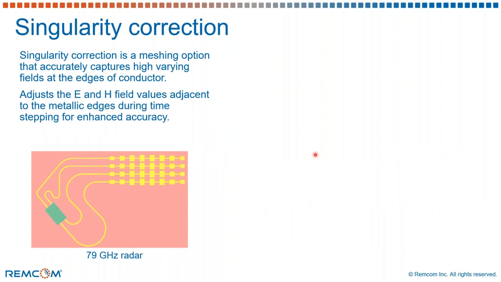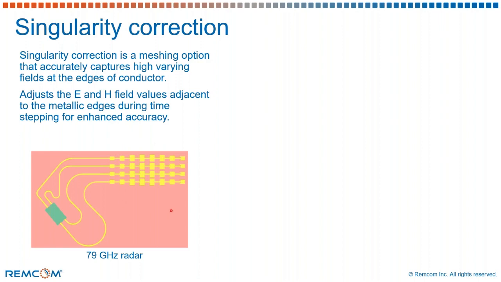The first feature we have is the singularity correction, which is an advanced meshing option in XF that accurately captures highly varying fields at the edges of a conductor. So what XF now does is it smartly handles the electric and magnetic field values adjacent to metallic edges during time stepping, which reduces the runtime to a great extent and enhances the accuracy of the simulation.